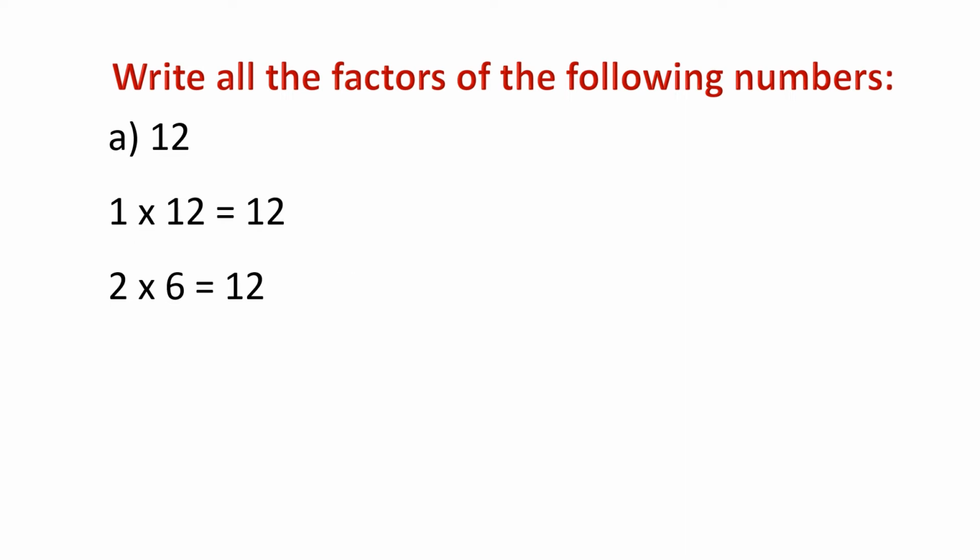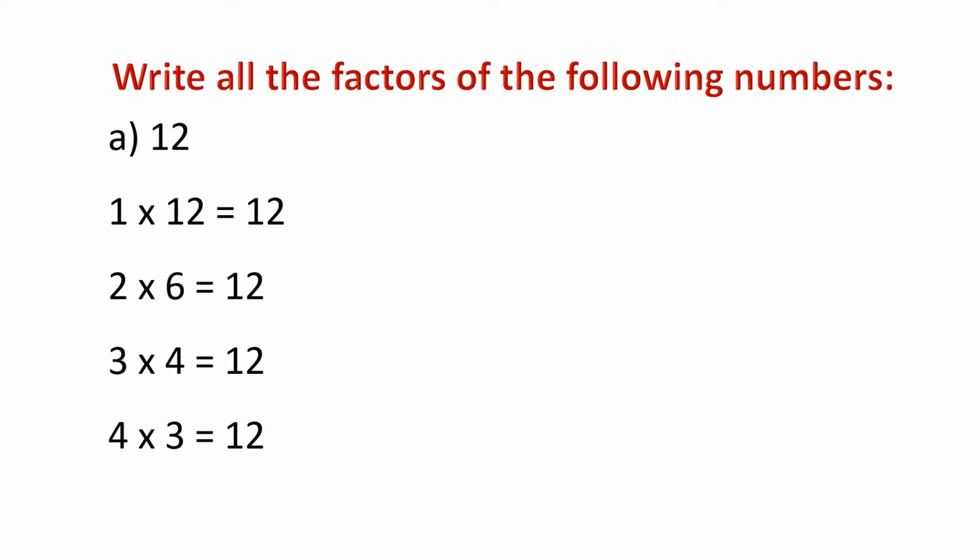Then we take the next natural number 3. Is 12 completely divisible by 3? Yes, 3 fours are 12. So 12 can be written as 3 multiplied by 4 is equal to 12. Then we take the next natural number 4. Is 12 completely divisible by 4? Yes, 4 threes are 12.